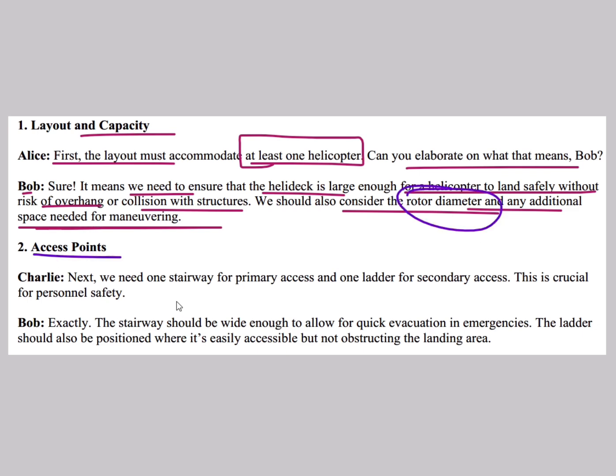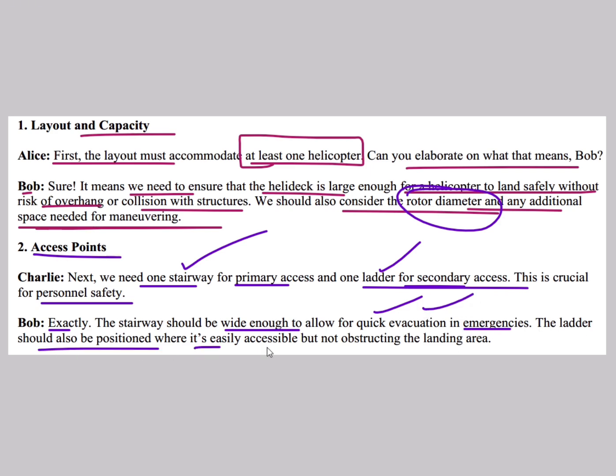And access points. Next, we need one stairway for primary access and one ladder for secondary access. This is crucial for personnel safety. Exactly. The stairway should be wide enough to allow for quick evacuation in emergencies. The ladder should also be positioned where it is easily accessible but not obstructing the landing area.